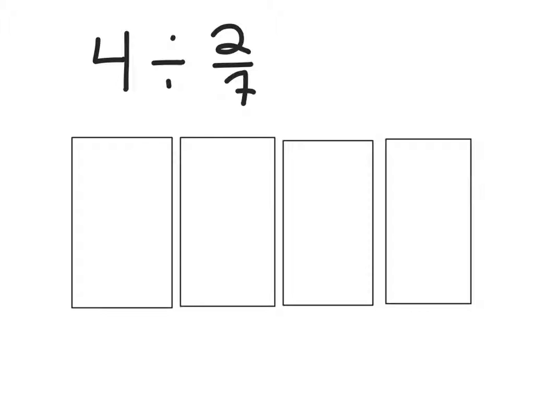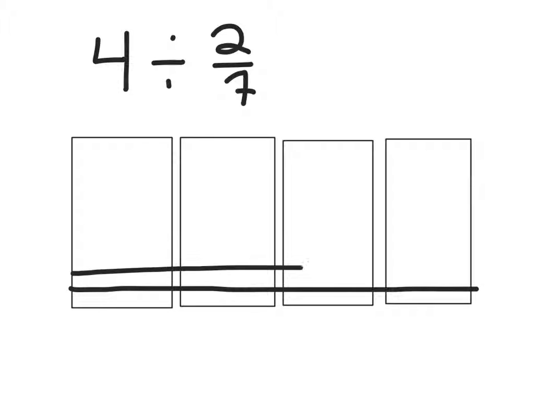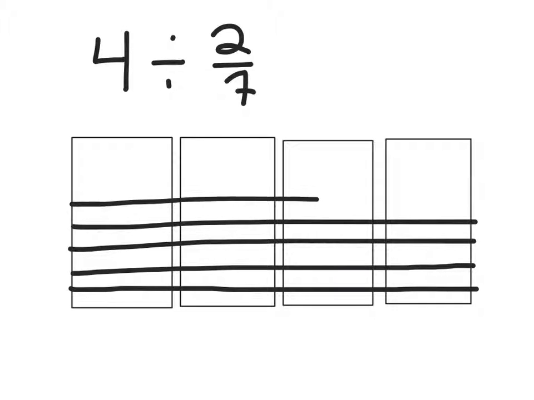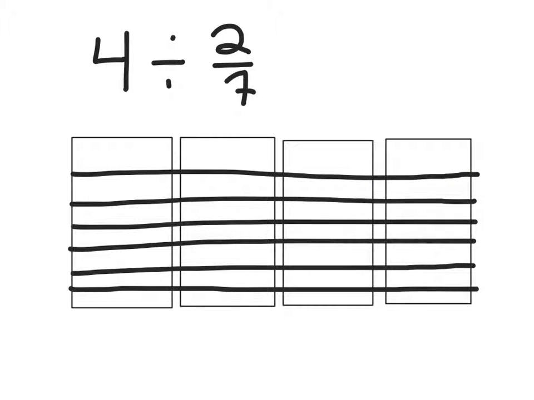I'm going to go all the way across all of them because it'll make it quicker and easier for me. So here we go with line number 1, 2, 3, 4, 5, and 6 lines will give me 7 parts. And now when the whole number comes first, you can ask yourself, how many 2/7 are in here?